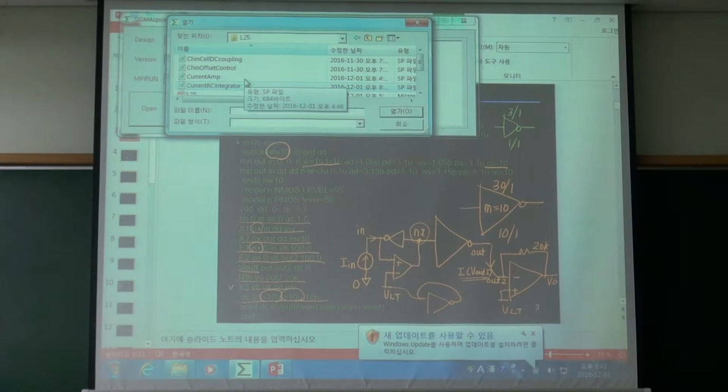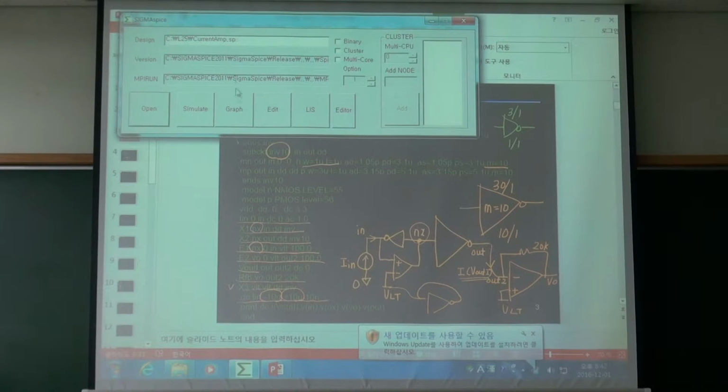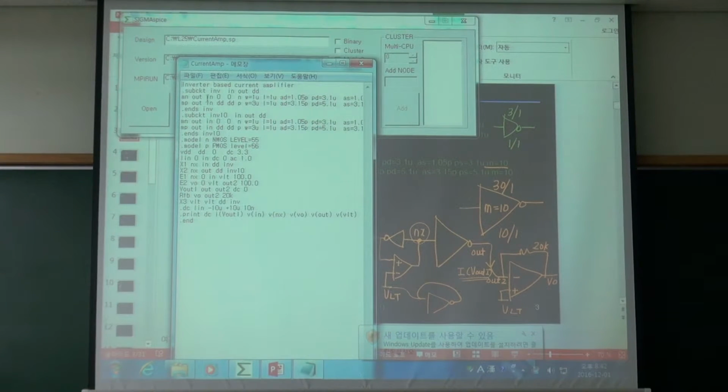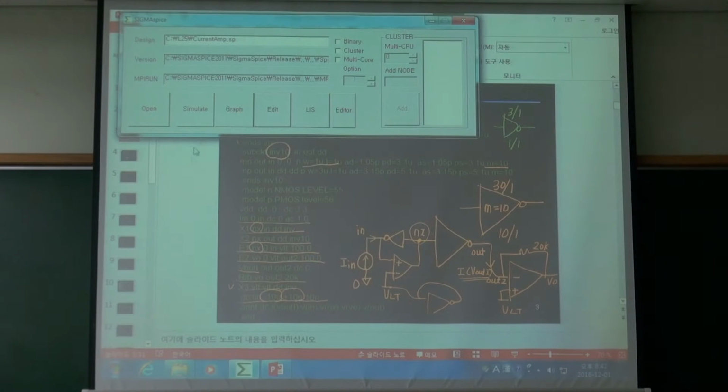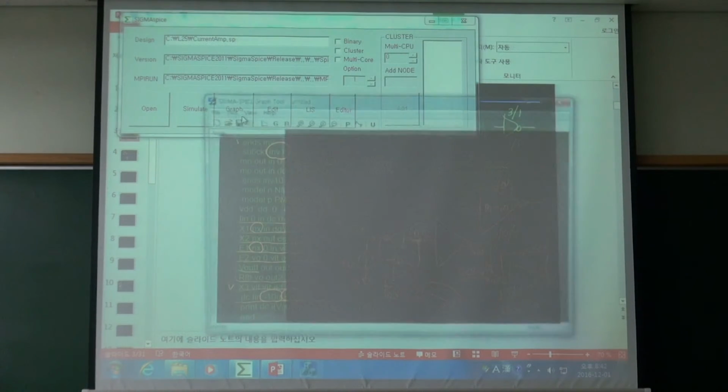What's my SPICE netlist? I think it is the current amplifier. Do I have that one? Oh yes, this is it. Is this the one? How come this is AC? Oh yes, there is a DC. This is a DC. Okay.